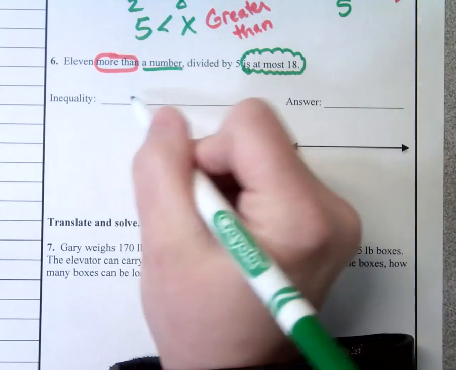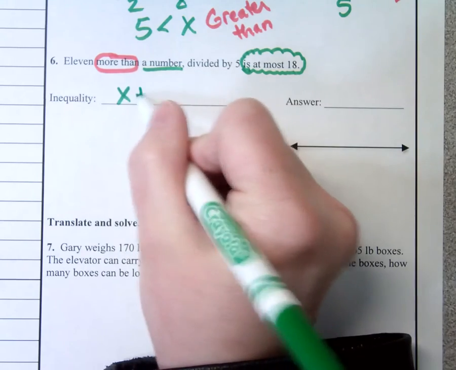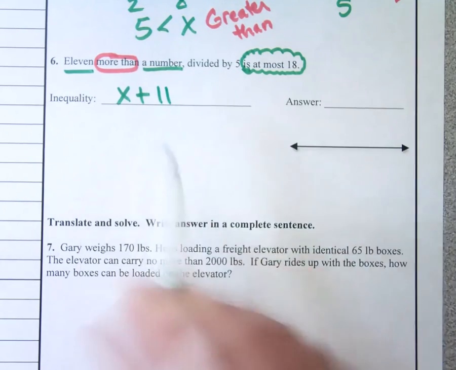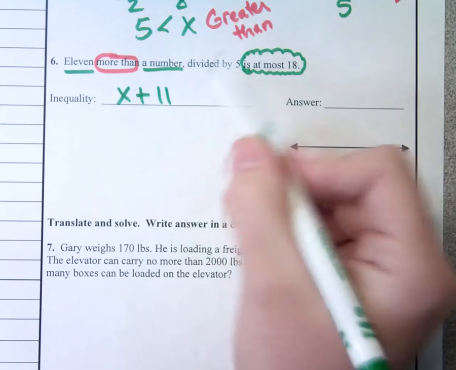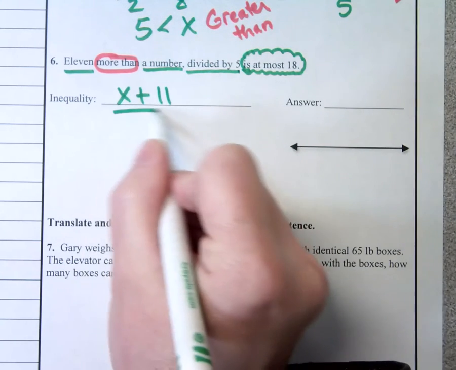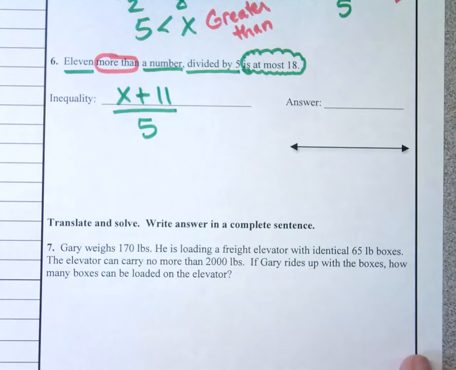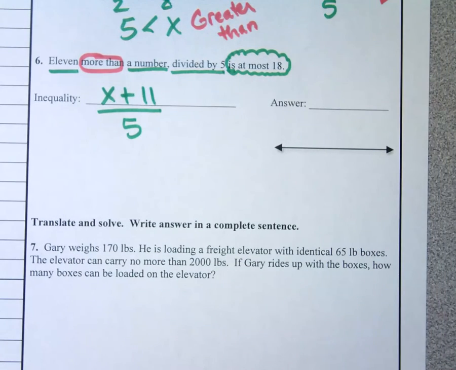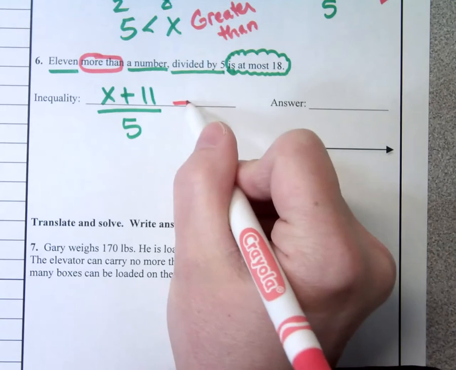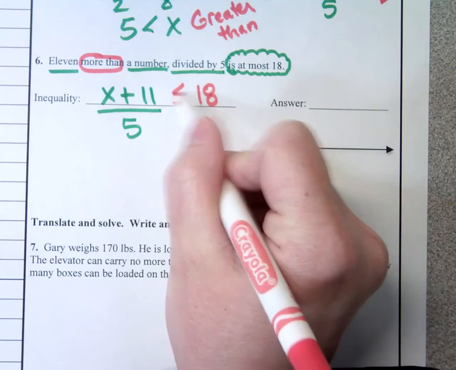How can I write a number? X, more than, plus 11. So this is 11 more than a number, and then it's divided by 5. So divided by 5 is at most 18. What does it mean to be at most 18? Smaller than 18, equal to 18 is at most 18. If I say something is at most 18, that means it's exactly 18 or less than 18.